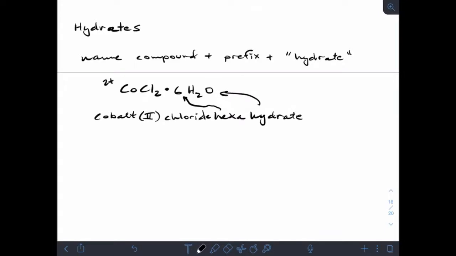All right, let's do another one. Let's start with the name and come up with the formula. So if I have the name as copper 2 sulfate pentahydrate.